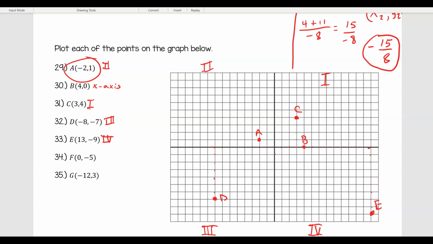0, negative 5. 1, 2, 3, 4, 5. That means the 0 means don't go to the left or right at all. Just go down 5. That lives on the y-axis.